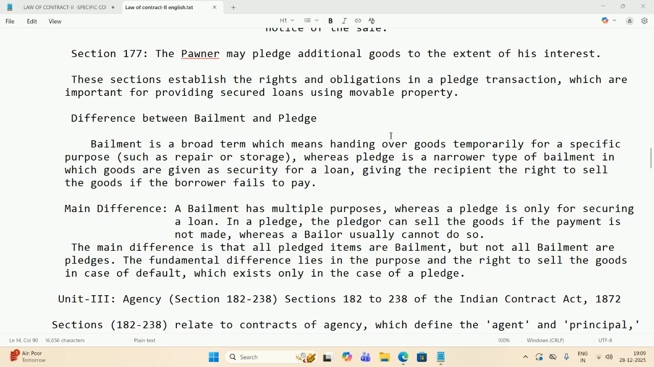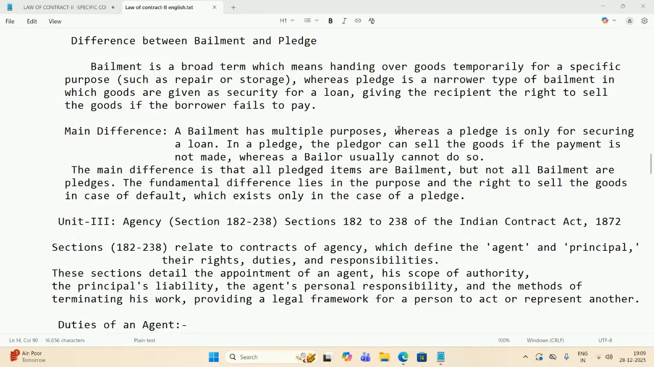property. Now, what is the difference between bailment and pledge? Bailment is a broad term which means handing over goods temporarily for a specific purpose such as repair or storage, whereas pledge is a narrower type of bailment in which goods are given as a security for a loan only, giving the recipient the right to sell the goods if the borrower fails to pay.